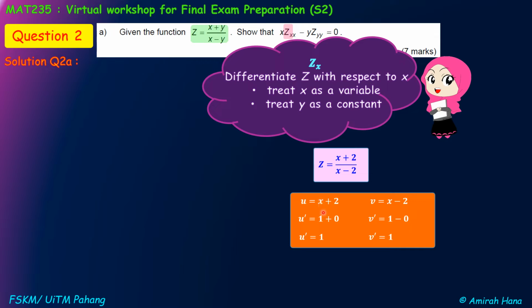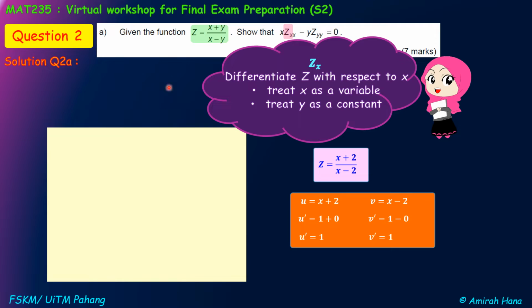Then we differentiate. We differentiate x, which equals 1. We differentiate a constant, which equals 0. So our u prime equals 1. Then when we differentiate v, we have v prime. We differentiate x with respect to x, which equals 1. Differentiating the constant negative 2, we have minus 0 here. After we simplify, we have v prime equals 1. We treat y as a constant.